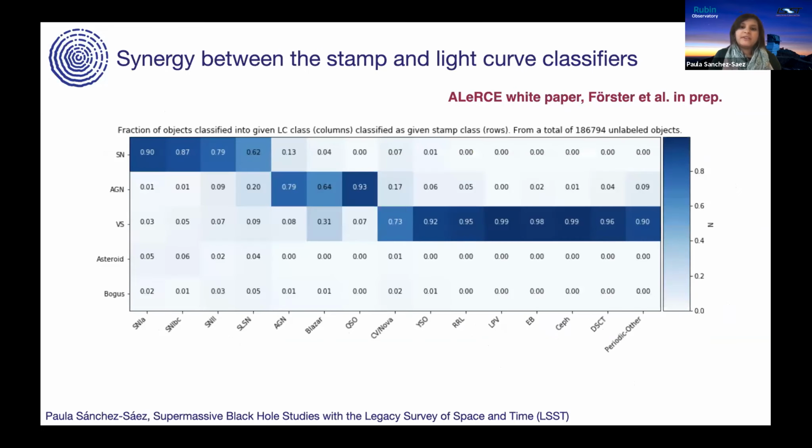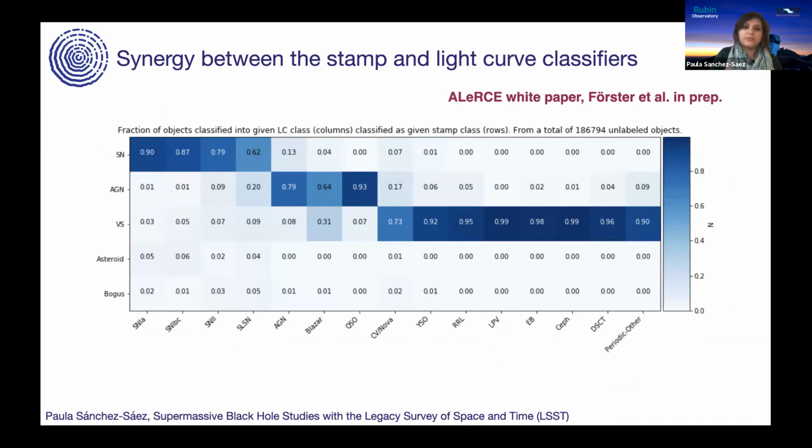So when you compare both classifiers available in ALeRCE, you can see that there is a very good synergy between them. In the y-axis, you have the results obtained for the stamp classifier, and in the x-axis for the light curve classifier. And you can see that sources that are classified as supernovae in the stamp classifier are also classified as supernovae in the light curve classifier.